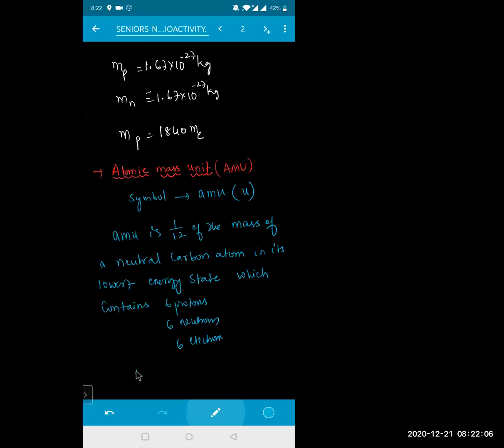One atomic mass unit, 1 u, is equal to 1.66 × 10^-27 kg. Clear? The composition of a nucleus can be described by some terms, which you already know.